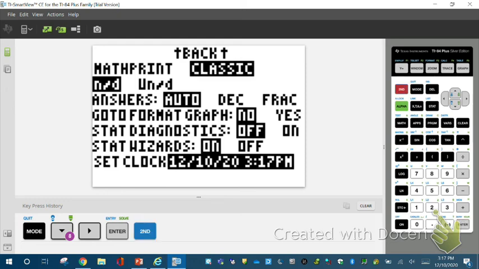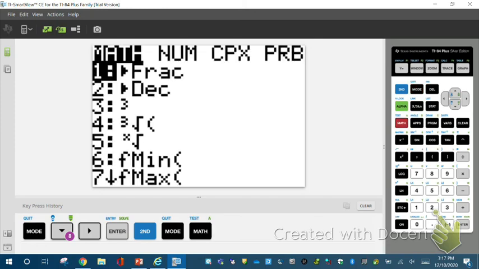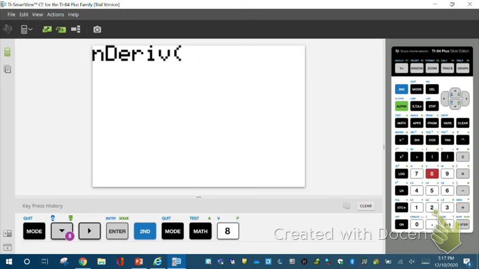Okay. So I'm going to do the same thing. I'm going to do n derive again, just so you can see how it looks. It's still math 8. But now look, it literally says n derive. Okay, so how do I put this in? How do I evaluate a derivative at a point if I have this type of calculator? If you don't have this type of calculator, you're welcome to just fast forward through this.